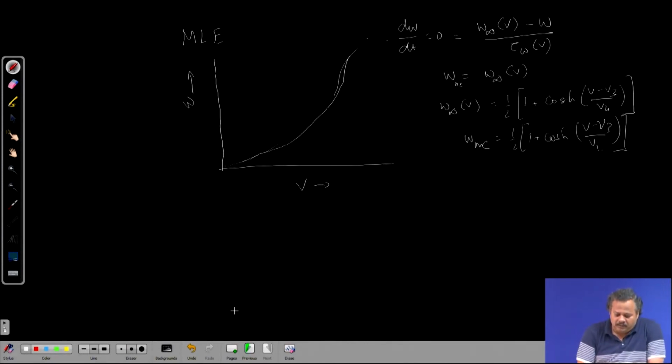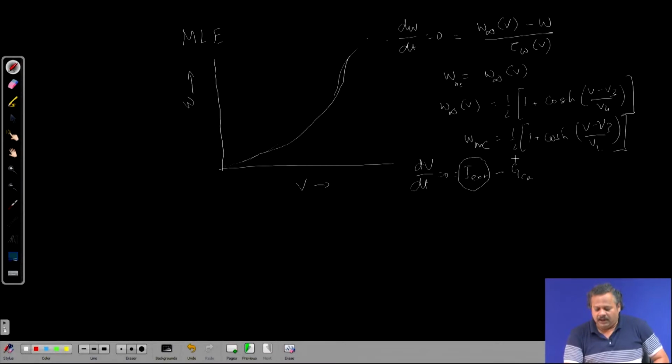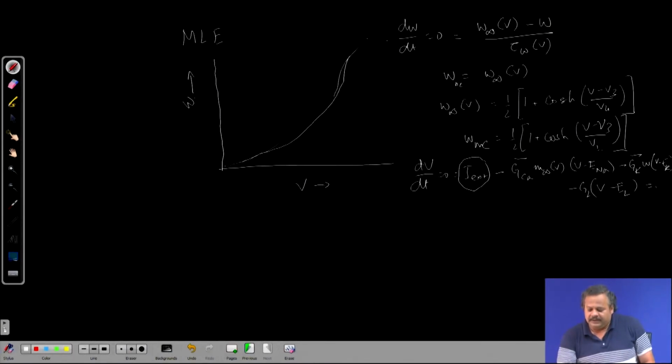Similarly, if you now remember the dV/dt equation, if we set dV/dt equal to 0, then with no external current, I external is 0, minus g calcium bar M infinity(V) into (V minus E Ca), minus g K bar W into (V minus E K), minus g leak into (V minus E leak). This will be set to 0.